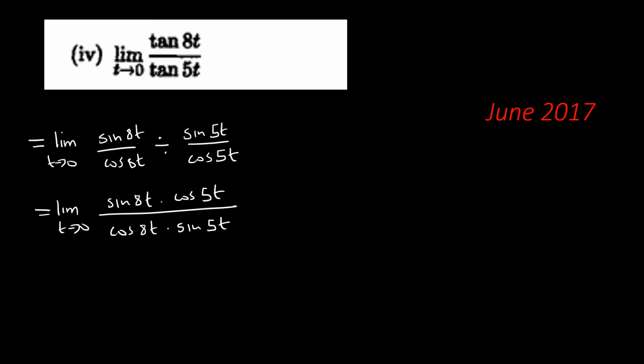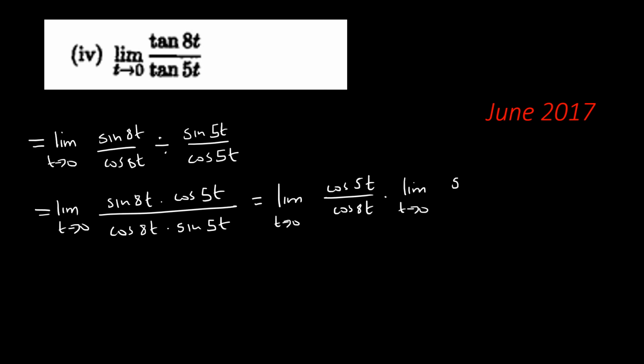Now what do we know? We can separate this if you want. I can separate this to be limit t approaches 0. I can leave cos 5t and cos 8t alone, because we know these two will give me 1. I know cos of 0 is 1, cos of 0 is 1, so this one, the answer is already 1. Then we work out the sine.